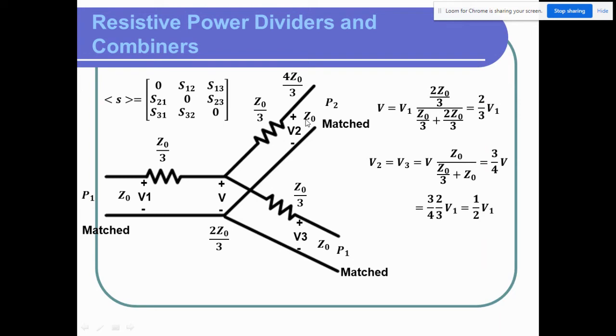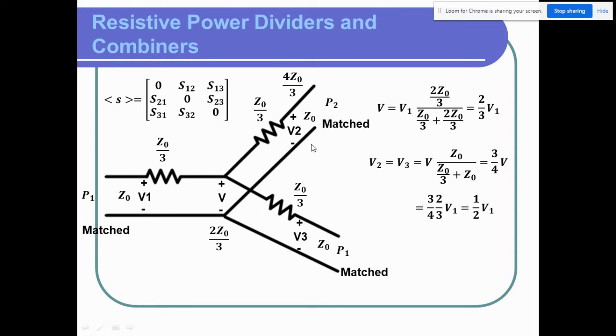Now the next step is to find out what V2 and V3 are. Since this is a reciprocal network, V2 and V3 will be the same. If you're looking from here, V1 and V3 will be the same. And if you're looking from here, V2 and V1 will be the same. Since we are looking at this side, we find V2 and V3, which are equal. So V2 equals V3 equals actually what?